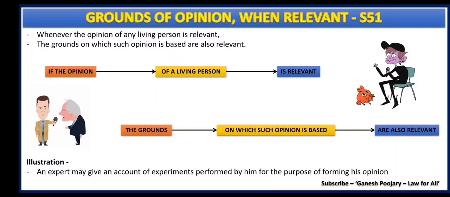The illustration says an expert may give an account of experiments performed by him for the purpose of forming his opinion. Now, an expert will give the grounds, the experiments that he has performed before he came to his conclusion and made the opinion. That will be considered as relevant under section 51.